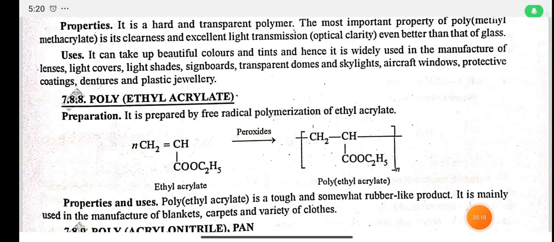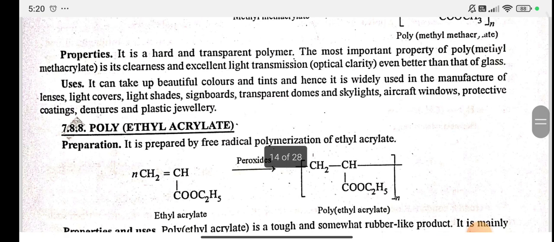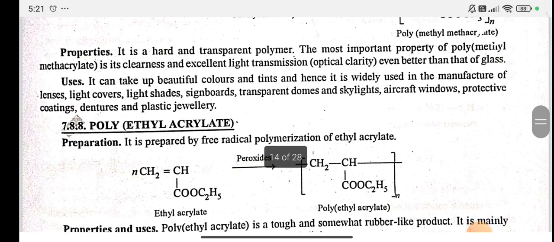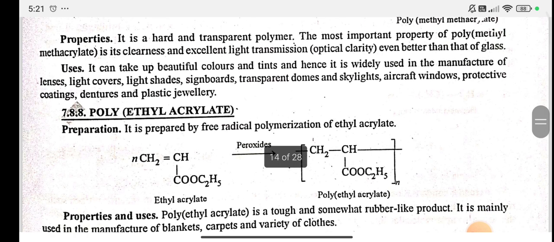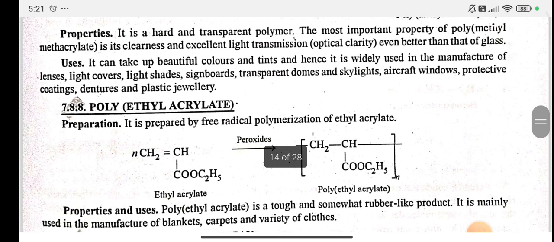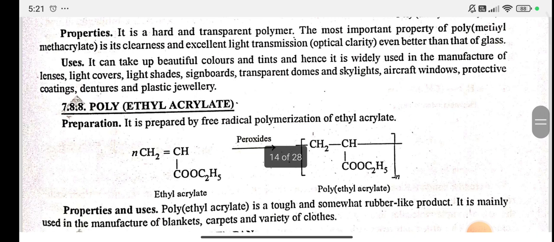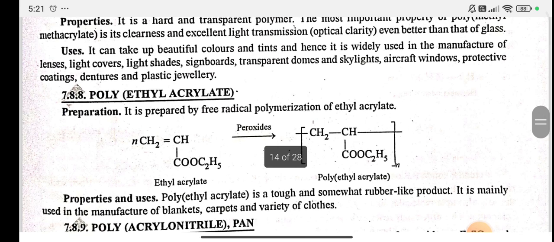Properties. It is a hard and transparent polymer. The most important property of polymethyl methacrylate is its clearness and excellent light transmission, even better than that of glass. Uses. It can take beautiful colors and tints and hence is widely used in the manufacture of lenses, light covers, light shades, signboards, transparent domes and skylights, aircraft windows, protective coating, dentures and plastic jewelry.